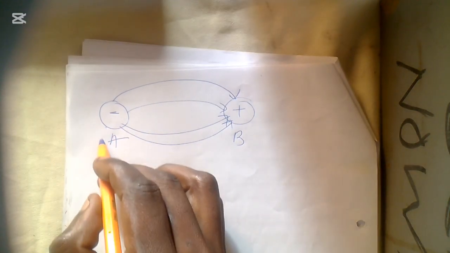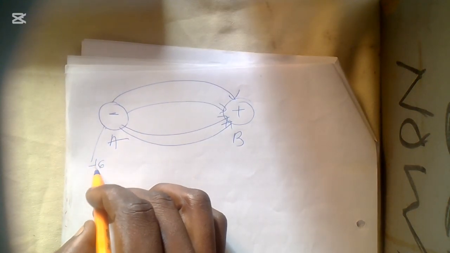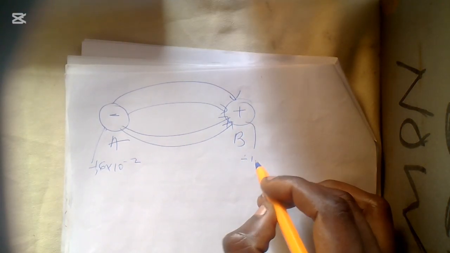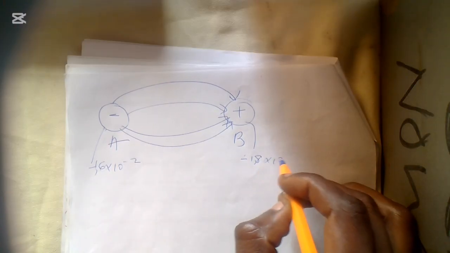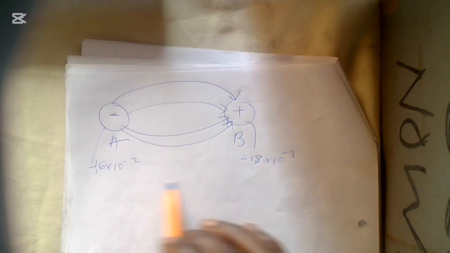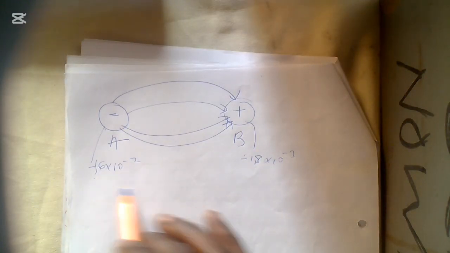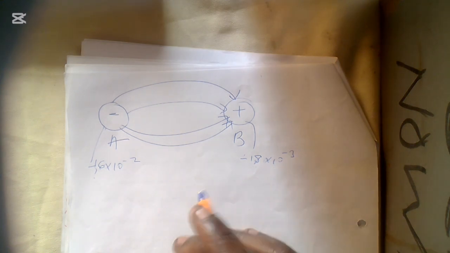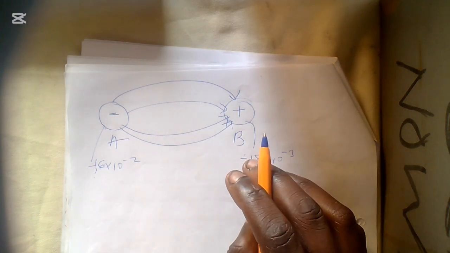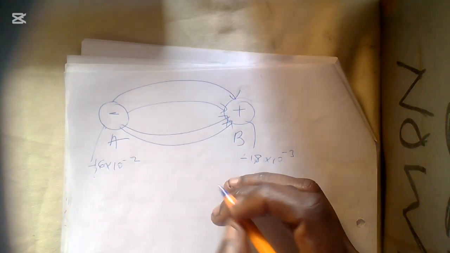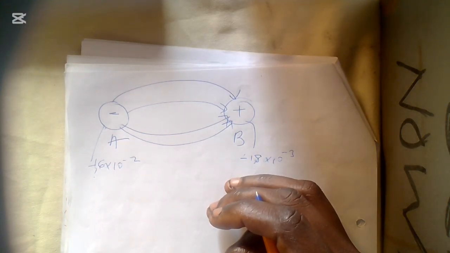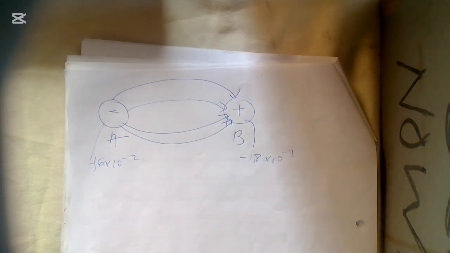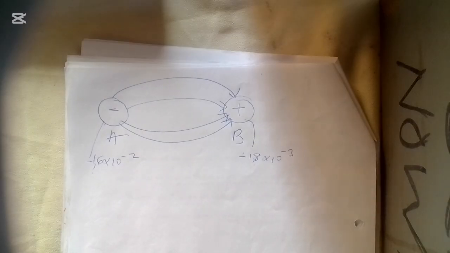Let's say this sphere has a charge of negative 1,6 times 10 to the power 2. This one has negative 1,8 times 10 to the power negative 3. You just check which one has more electrons compared to the other. Electrons will move from a less negatively charged object to a more negatively charged object, or from a less positively charged object to a more positively charged object. I think that's what they're trying to explain.